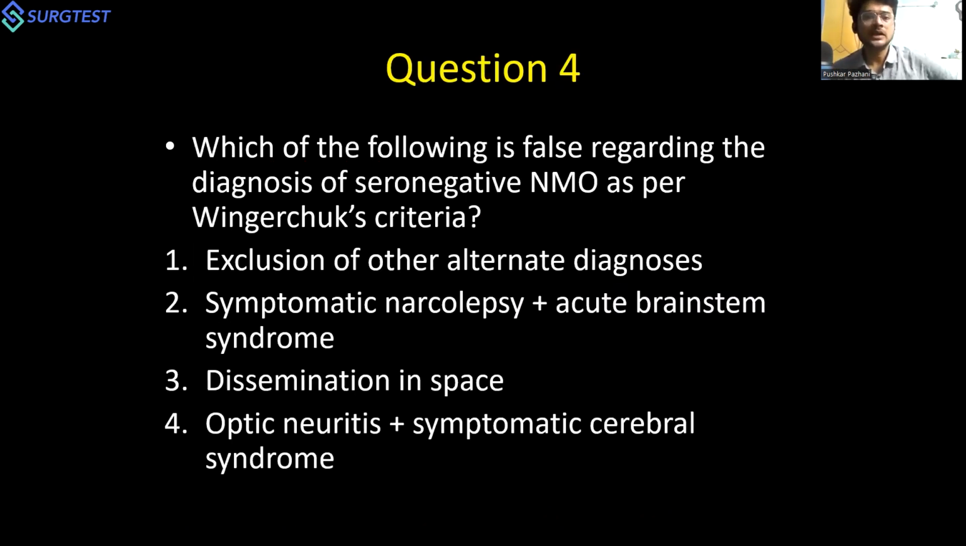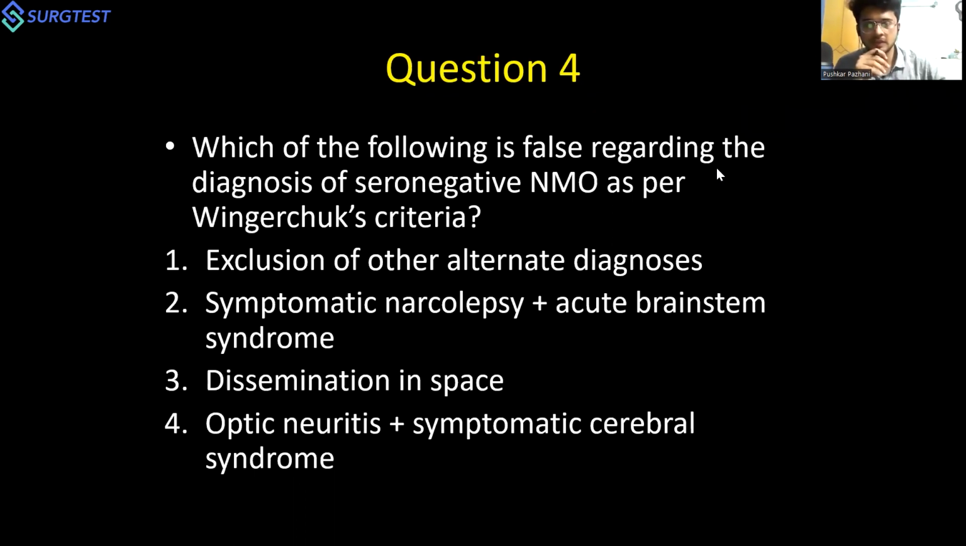We'll open the polls. Which of the following is false regarding the diagnosis of seronegative NMOSD as per the Wingerchuk's criteria? Is it exclusion of alternate diagnosis? Is it symptomatic narcolepsy plus an acute brainstem syndrome? Is it dissemination in space? Or is it optic neuritis or a symptomatic cerebral syndrome? This question is to highlight that the diagnostic criteria is different for a seropositive NMO as well as a seronegative NMO.